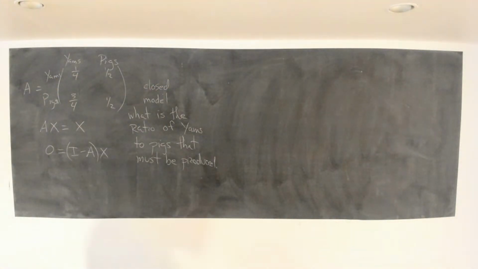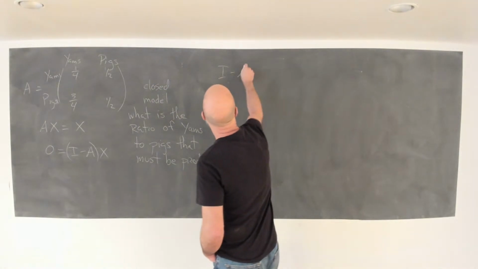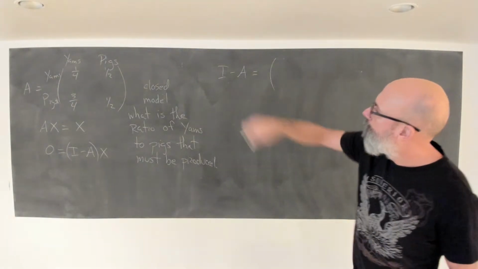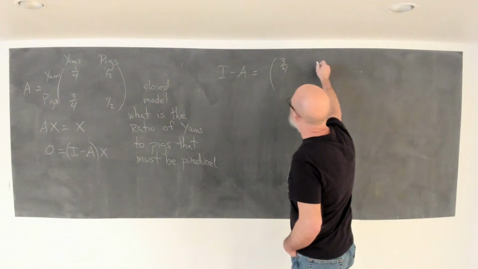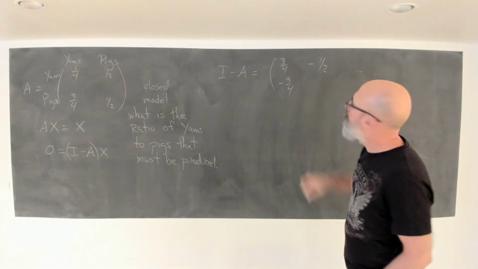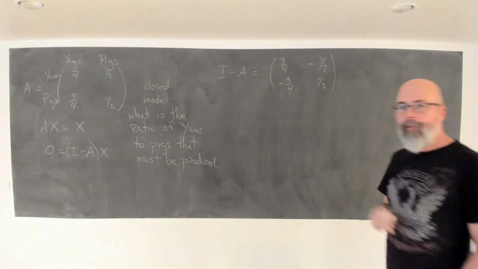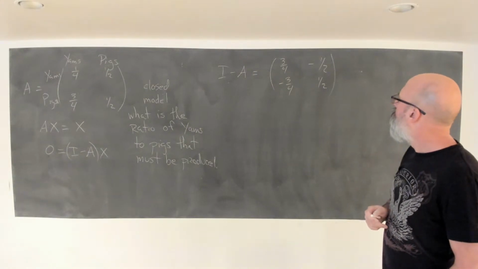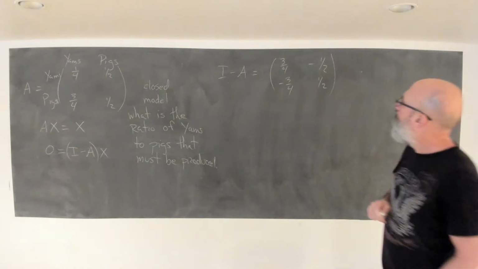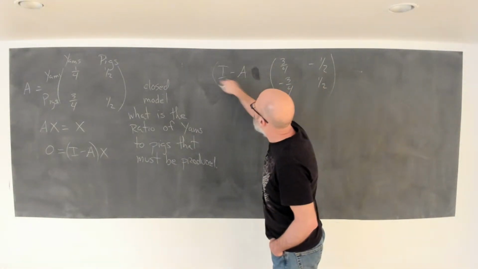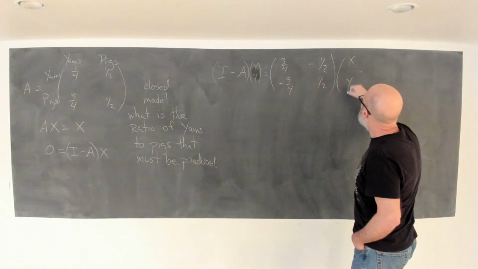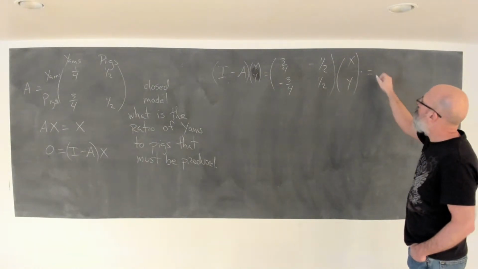So what is I minus A? Right, the identity minus this. Can we do that in our heads? 3/4, minus a half, minus 3/4 and positive 1/2. Right, so there it is. What are we looking for? We're looking for the values of x and y, right? Which make this equal to 0.